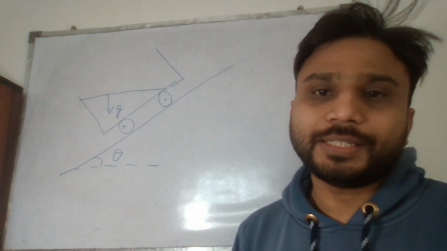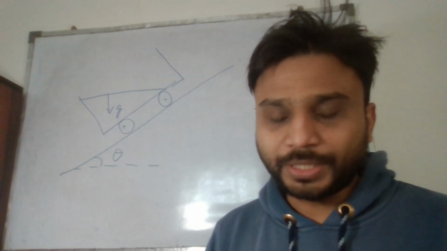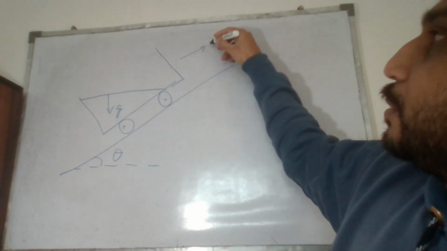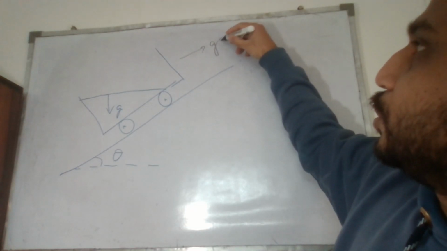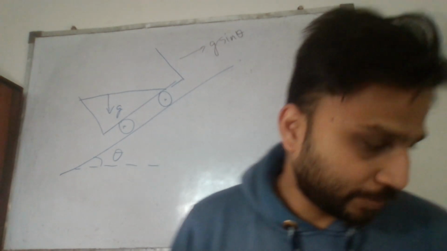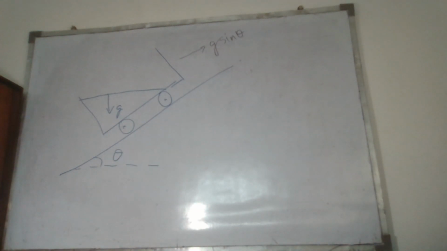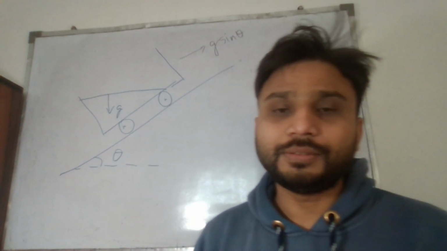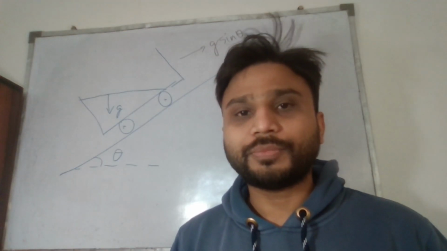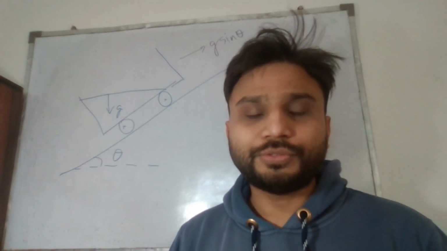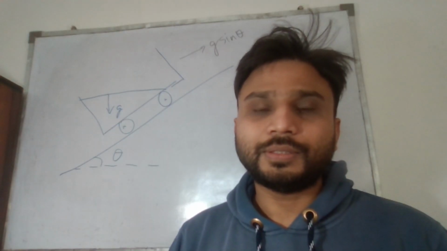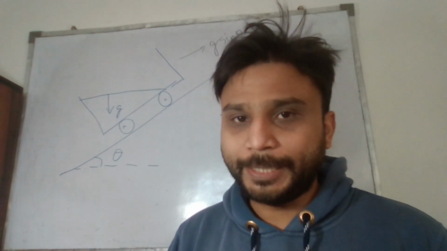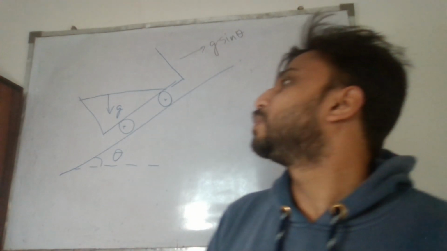Now the question is that if this container were to go along this incline with some acceleration g sine theta like this, so what will be the angle which the surface of the liquid makes with the horizontal of the container?